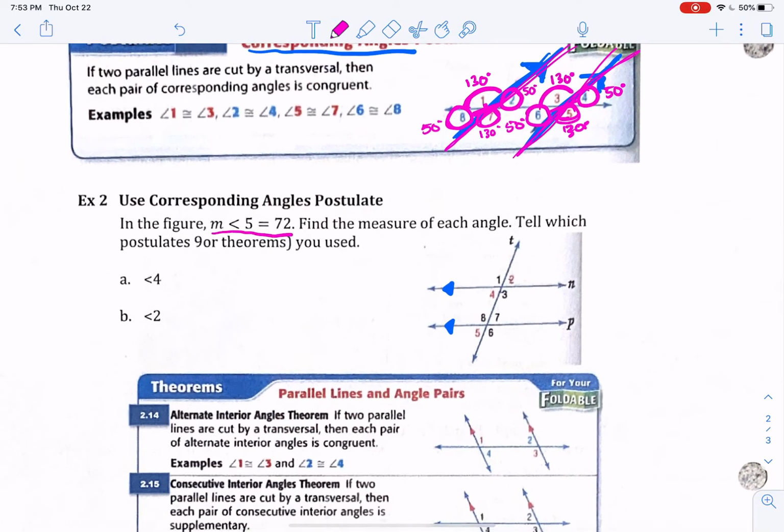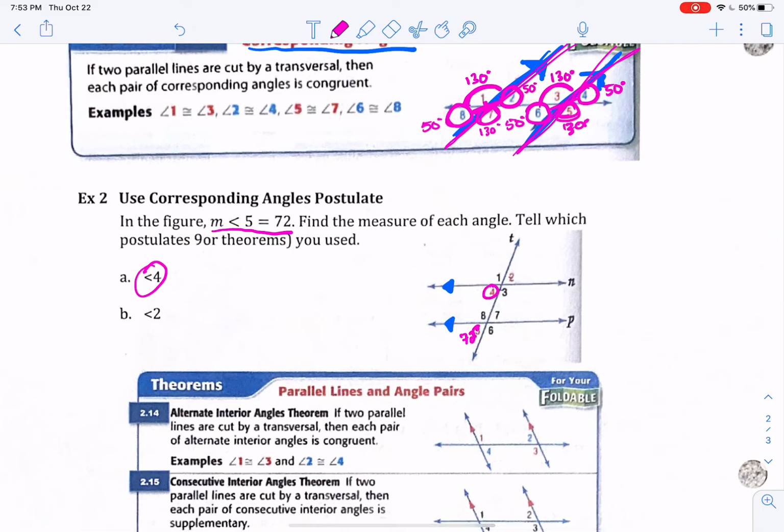The measure of angle 5, it says, is 72, so that's what I'm going to put here, 72 degrees, okay? Find the measure of each angle and tell which postulate or theorems you used. So angle 4, let's talk about angle 4 in relationship to angle 5. 4 and 5 are corresponding angles because they are in the bottom left corner of the intersection, okay? So this one is going to be 72 degrees as well, and that was because they are corresponding angles. And I'm going to put in parentheses angle 5. It's a corresponding angle to angle 5, okay?